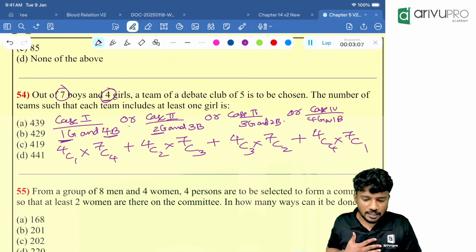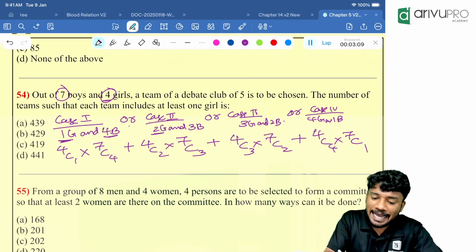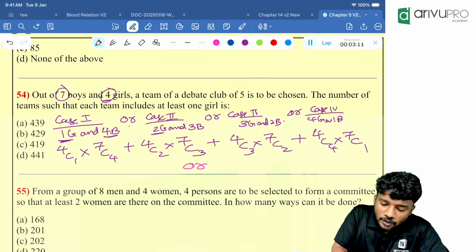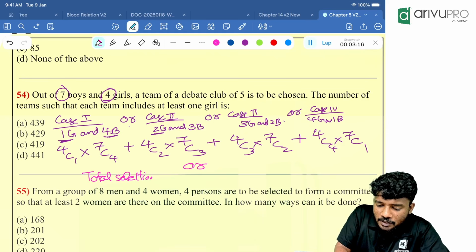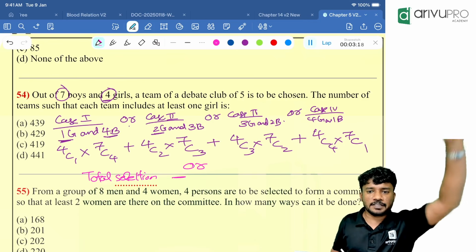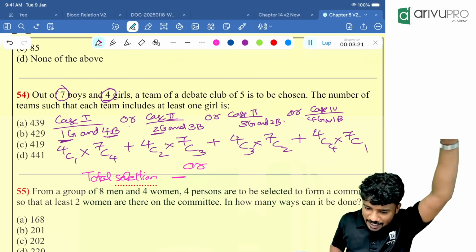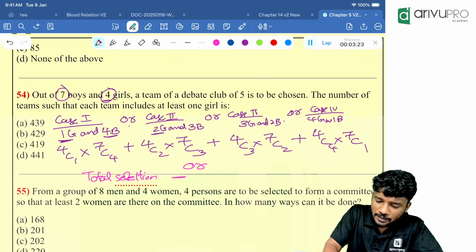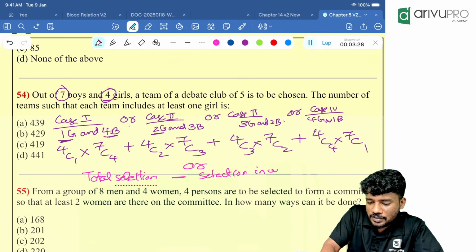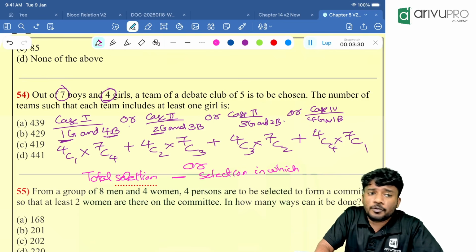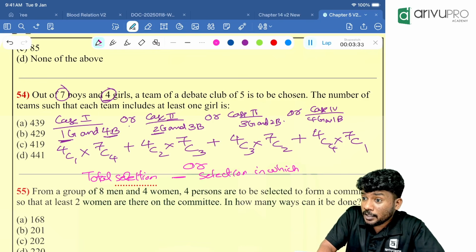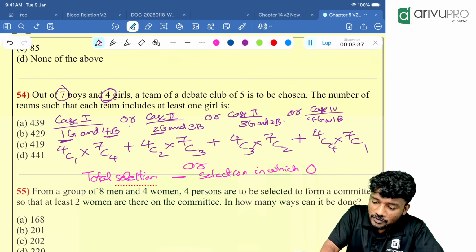So I can say that can also be written in another way. Total selection minus, there will always be total number of selection, right? From that total selection, I am reducing selections in which at least 1 means 1 or more, right? What is the opposite of at least 1? Less than 1. Selections in which 0 girls are selected.